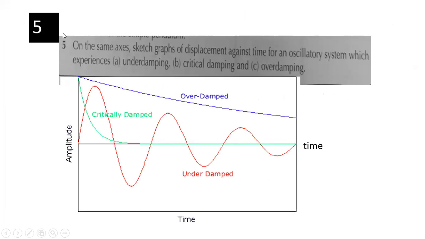On the same axis, sketch a graph of displacement against time for an oscillating system which experiences undamped, critical damping, and overdamping. This is memory work. You should be able to do it. This is critically damped. This is light damping. This is overdamped. Memory work, nothing much about that.